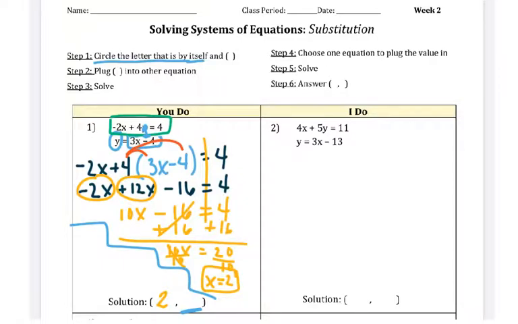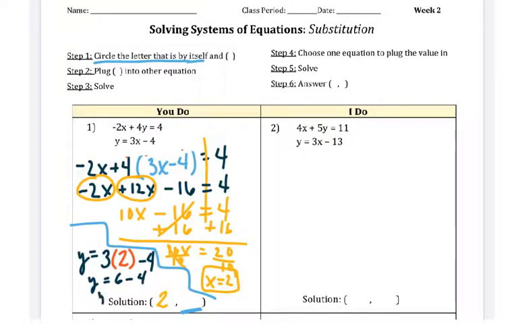If you look back at this equation, I'm going to erase all this extra stuff right here. It says y equals, that's what I'm looking for. What does y equal? y equals 3 times x, instead of x it's a 2, minus 4. 3 times 2 is 6, and 6 minus 4 is the number 2. So in this example, my y value is 2.